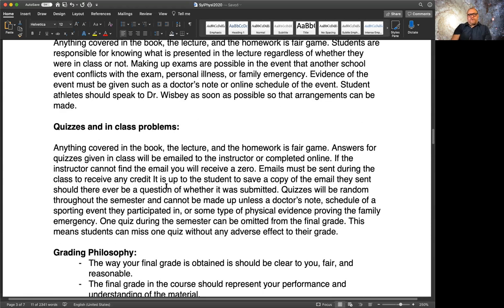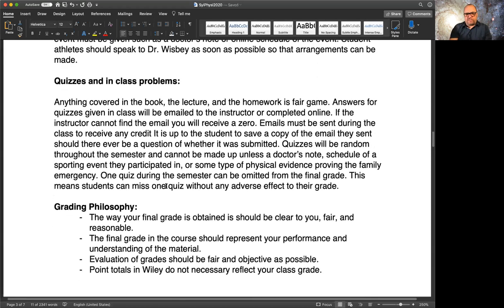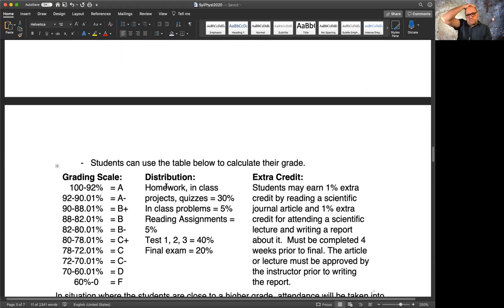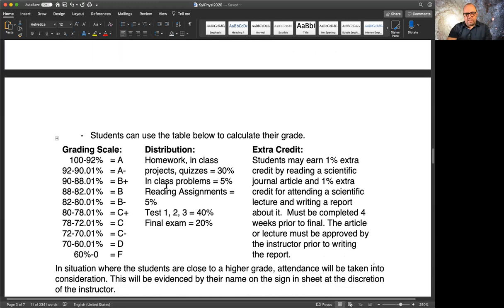If we do have quizzes, there may be problems for that day, and those could be through the Pearson website, or I'll have you email me your answers. We'll see how it goes. For our grading scale, it's a pretty standard grading scale. Anything from 92 above is an A, 90 to 92 is an A minus, and so on.